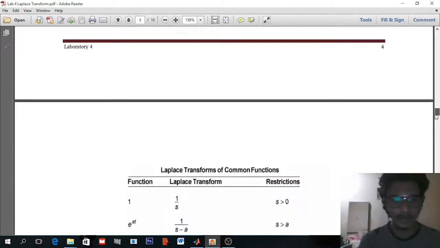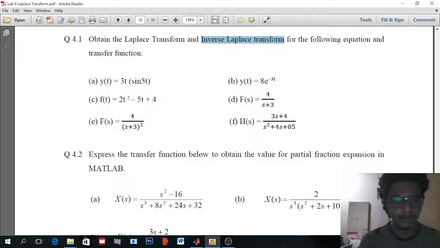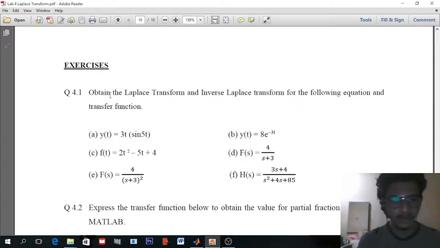Okay, let's go for the question exercises. First of all, obtain the Laplace transform and inverse Laplace transform for the following transfer functions. As for A, B, and C, they are in the T domain, so we use Laplace transform to change them to the S domain. As for D, E, F, they are in the S domain, so we use inverse transform to change them to the T domain. So we're going to do it in MATLAB. Okay, let's go to that.